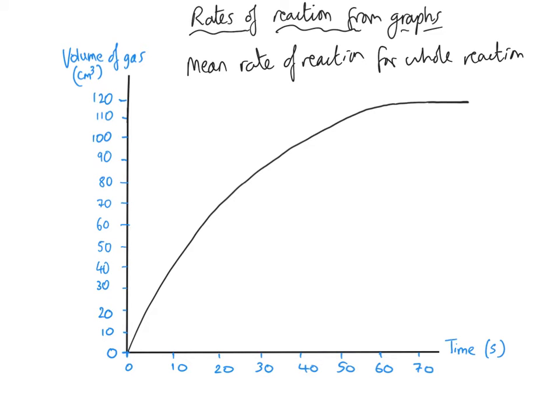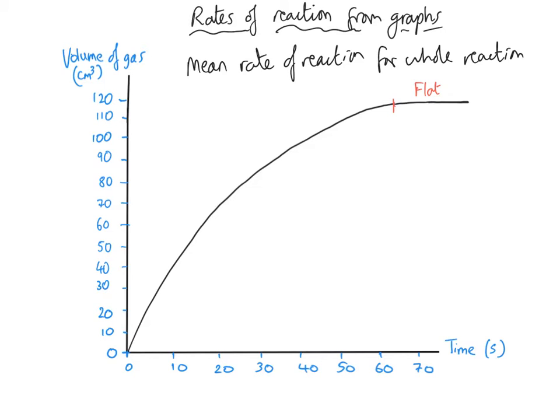Now on this occasion, the first thing that we need to do is look for the point when the reaction is over. And the reaction is over once no more gas has been produced. And that is somewhere, I think, about here on the graph. And the graph has gone flat. And that means that no more gas is being produced.